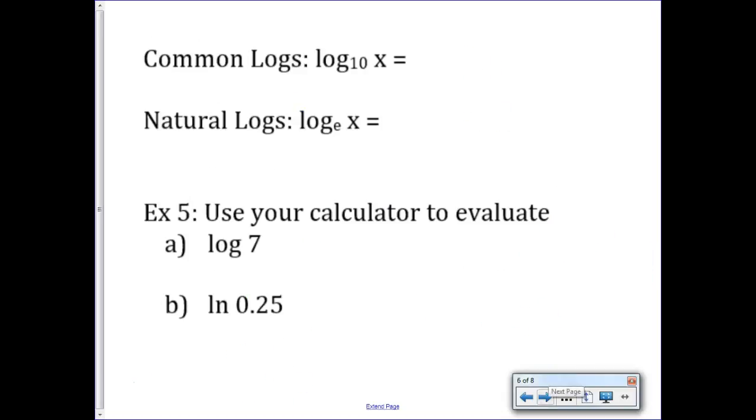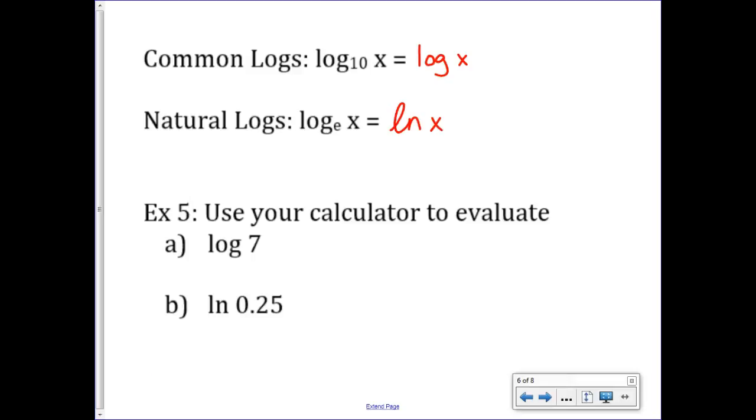Alright, some common logs and natural logs. Common logs, if we have a base of 10, we don't have to write it. Just like if we have an exponent of 1, we don't have to write it. So log of x base 10 is just written as log of x. A natural log is when we have a base of e, and so we rewrite that as the natural log of x. And I use cursive there because I think it's easier to see ln, so you don't get confused by it looking like a 1. So you will always see me write it that way.